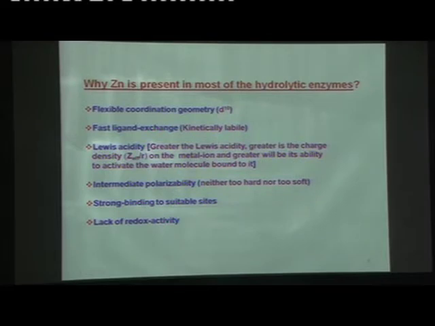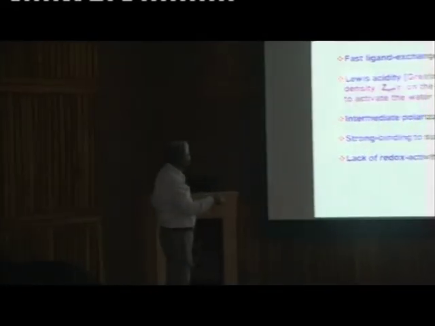Then, intermediate polarizability. You know polarizability means: you go down, you can manipulate; you go up, you cannot manipulate, like oxide, and you go all the way down. Strong binding to suitable sites and lack of redox activity. No redox processes. d0, d1, d2, this doesn't happen because you have d10. So no redox property. These points are written by Lipscomb in Chemical Reviews, 1996.